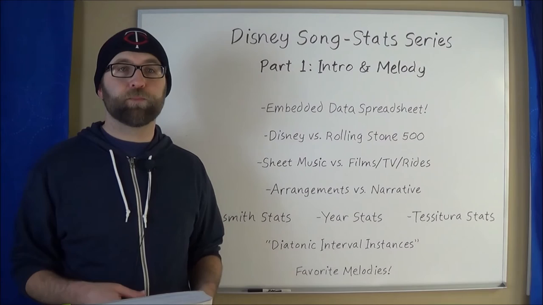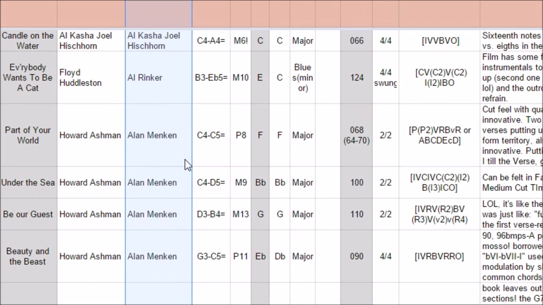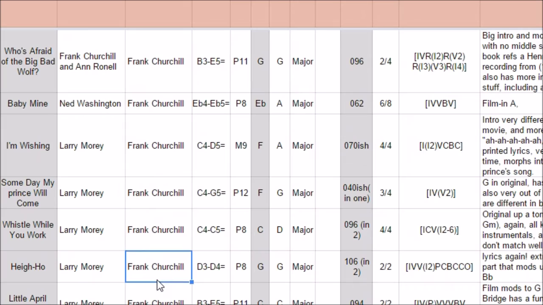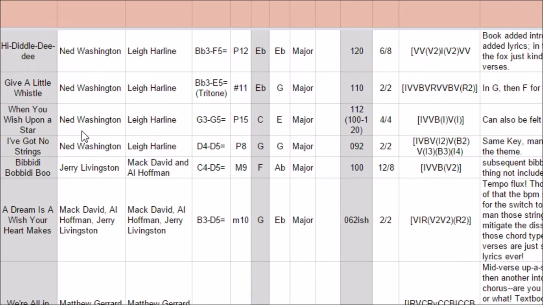Okay, speaking of composers, before we get a look at our first graphs, gotta give a shout out to the heavyweights whose names appeared the most in the upper right corners of the sheet music. Okay, coming in at first place by a long shot was composer Alan Menken, with 13 songs representing. Next we have Frank Churchill, with 7 music credits and 1 lyrics credit to his name. The indispensable songwriting team of the Sherman Brothers had 7 songs, and last, 2 lyricists, Ned Washington and Larry Morey, have their words immortalized in the book 6 times each.